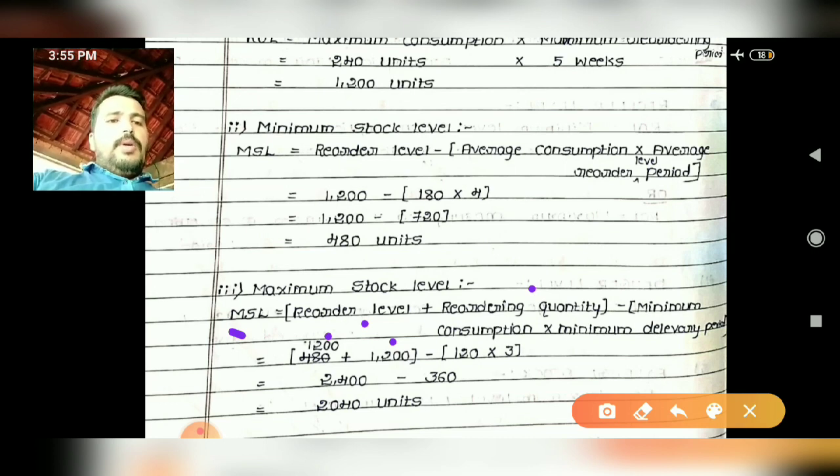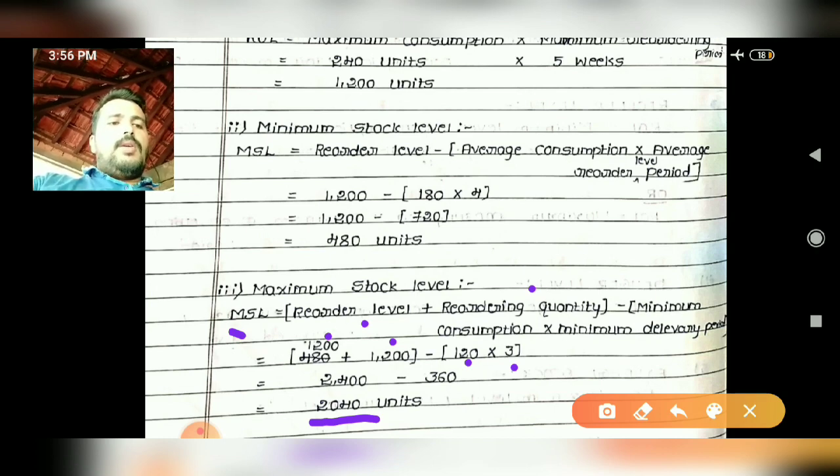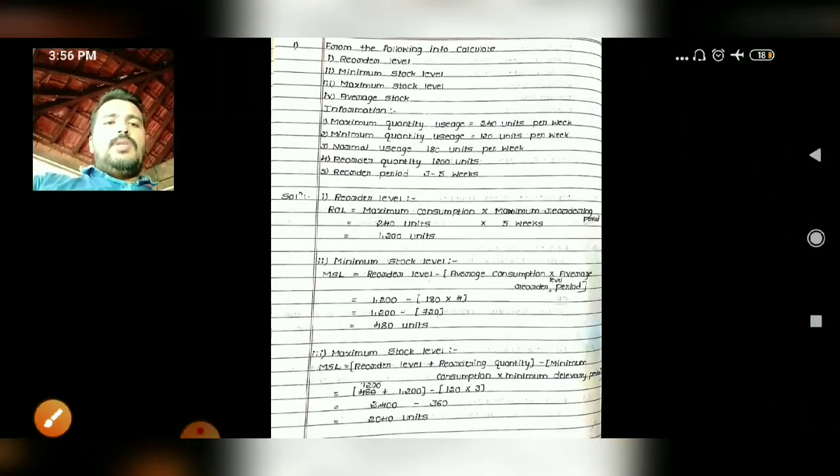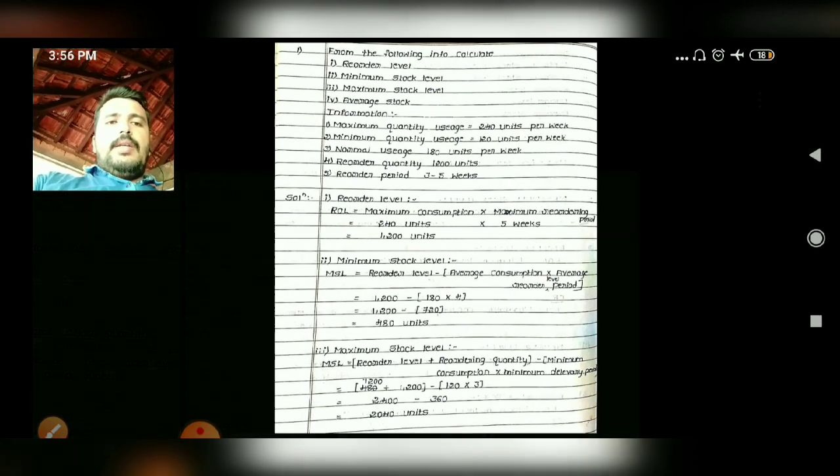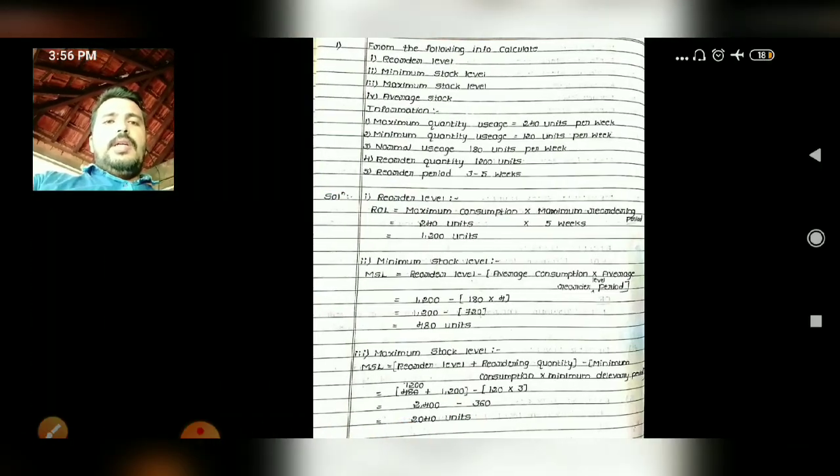Minimum consumption is also given, minimum usage or minimum consumption 120, and minimum delivery period 3 to 5 weeks. 3 is minimum, 5 is maximum. It is given in the question, so minimum you have to take. So 1200 plus 1200, 2400, minus 120 into 3, so 2400 minus 360, 2040 units. So 3 components are calculated.